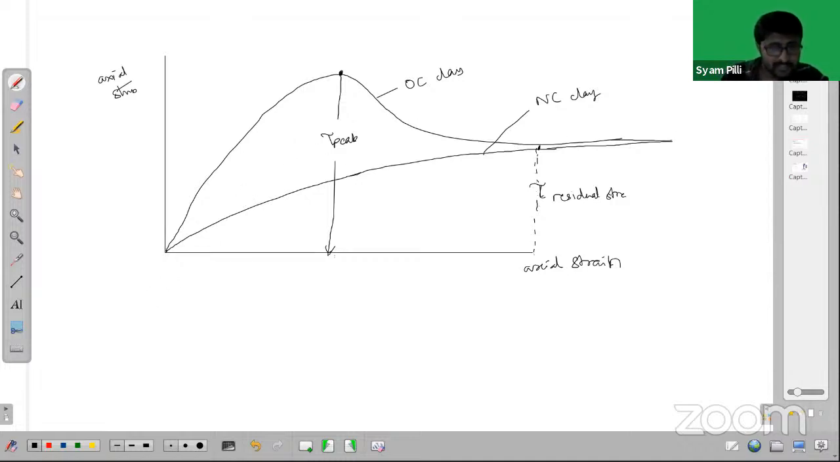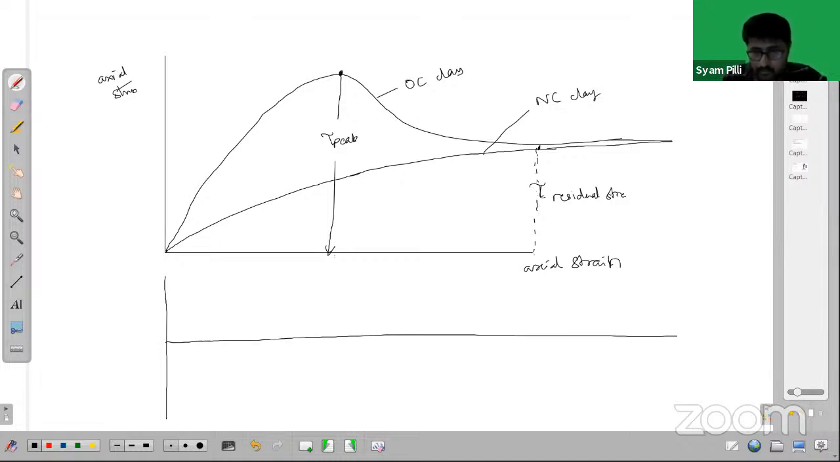So because it's a CU test, in the second stage you are not allowing the water to go out. So what will happen? Pore water pressure will develop. So if you observe the pore water pressure variation with the strain.